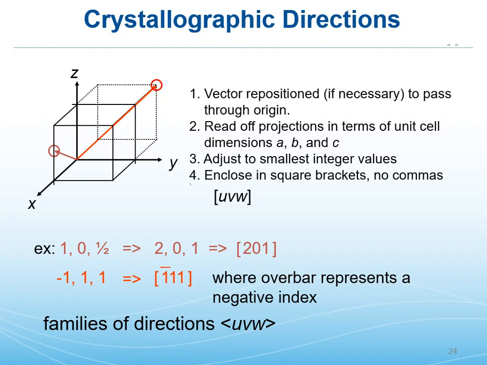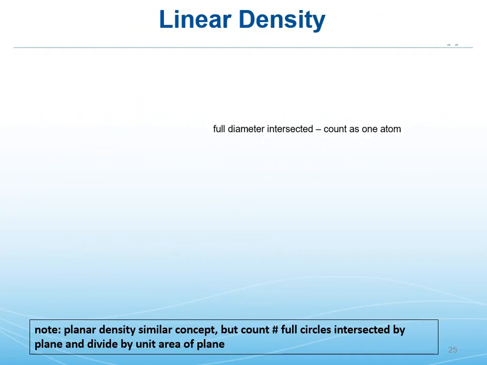Families of directions are indicated with angle brackets, and those are specific to a crystal system. So if you would encounter the same types and number of atoms going in any one of a number of directions, so that those directions are equivalent in terms of what they encounter in the crystal system, they're part of a family. And they're indicated as such. And we can point those out as we go through different crystal systems.